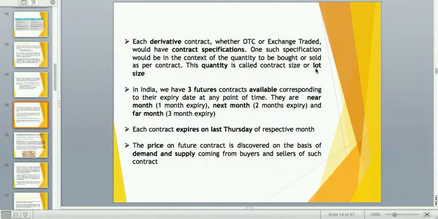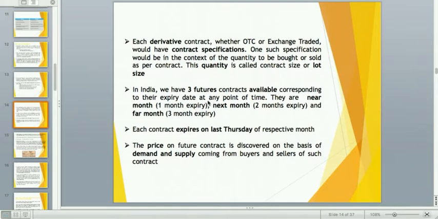For example, equity derivative on stock A might have 300 shares as lot size, whereas equity derivative on probably stock B could have 100 shares as lot size. So you have to remember that this lot size would vary, and this is the quantity that has to be delivered under one contract. So that's one thing.